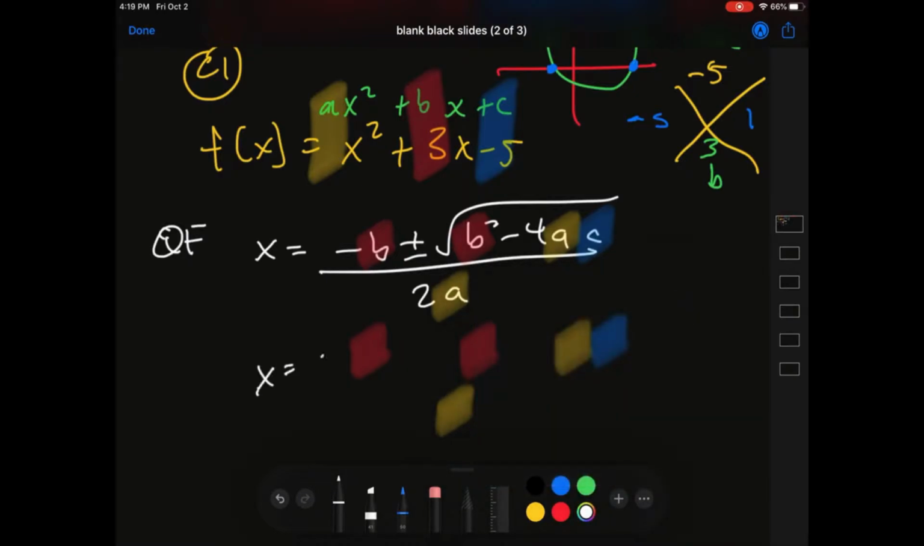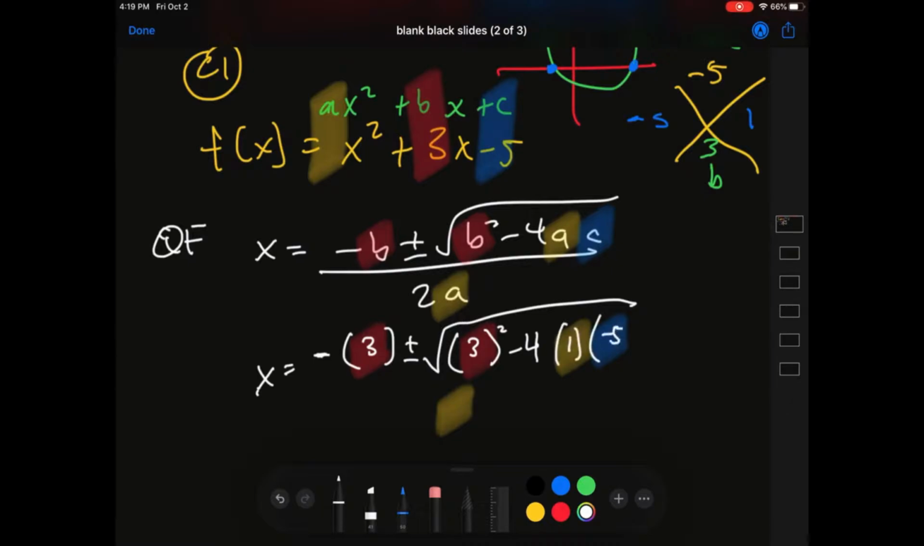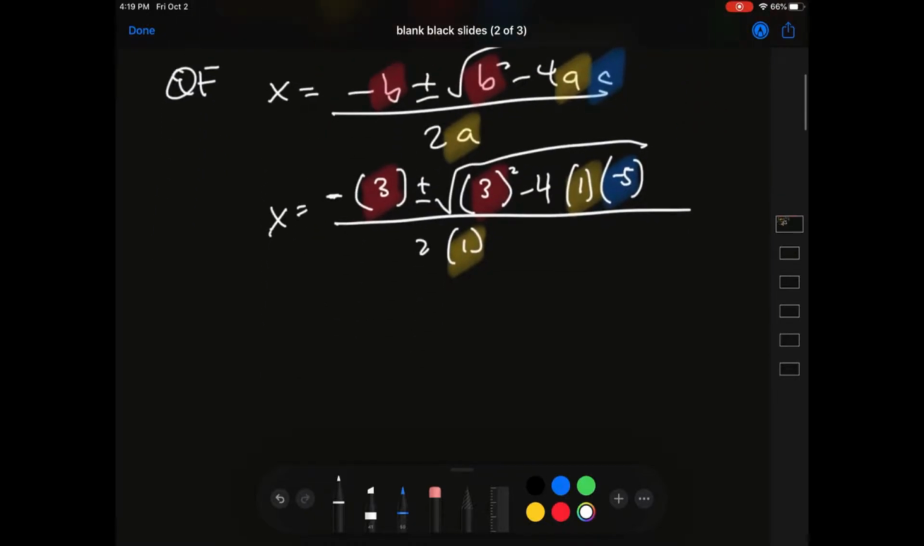X equals, okay, this negative sign has to stay there. Here's my substitution in parentheses. My b value is 3, plus or minus the square root of 3 squared, we say minus 4, but it's really a negative 4 times the a value, which is 1, and c value, which is negative 5, all over 2 times 1. Let's go ahead and simplify this now. So I have the opposite of positive 3, which is negative 3, plus or minus the square root. 3 squared is 3 times 3, which is 9.